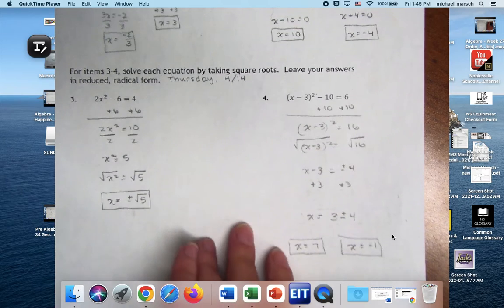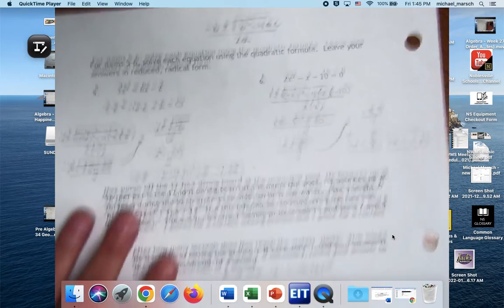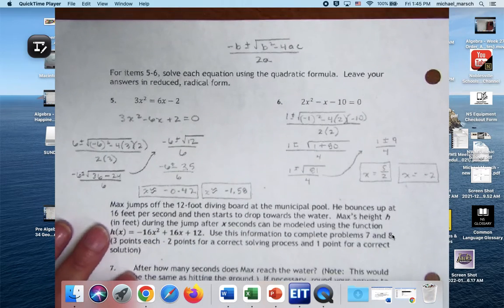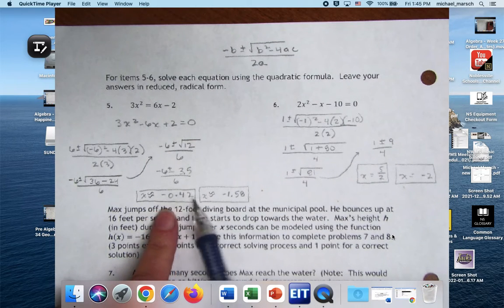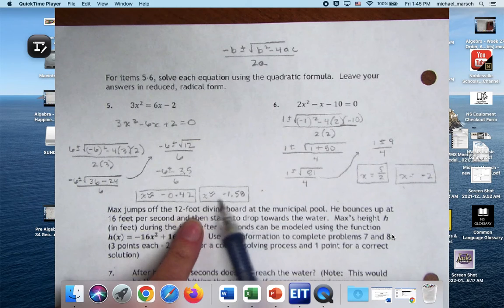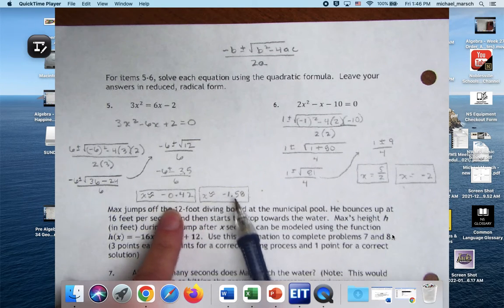Okay. And then on the back, number 5 and 6 was quadratic formula, right? So you just put the numbers in there. And we got kind of ugly, negative 0.42 or about negative 1.58. Those would be my y-intercepts, or excuse me, my x-intercepts.